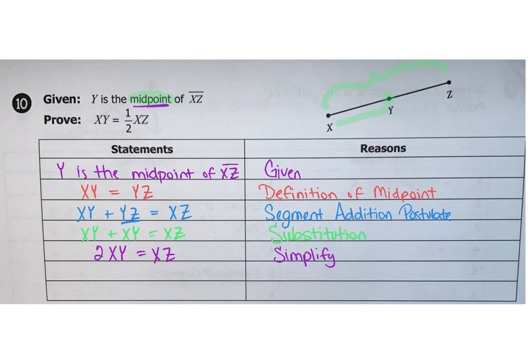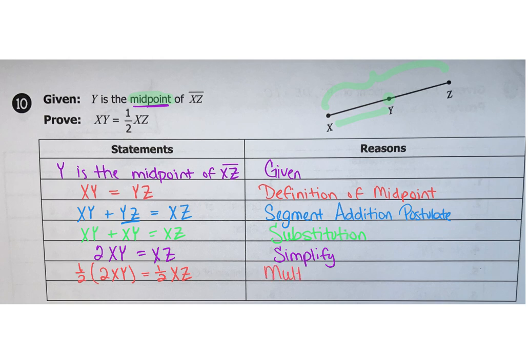So I technically want XY equals 1/2 XZ. Now that 2 is multiplied there, so we're dividing by 2. What's another way to say dividing by 2? It's multiplying by what? Or 1/2, since that's how they wrote it in the proof, right? So if I multiply both sides by 1/2, 2XY equals XZ becomes XY equals 1/2 XZ. What tells me I'm allowed to do that? What tells me I can multiply both sides by 1/2? What rule? Multiplication property of equality.